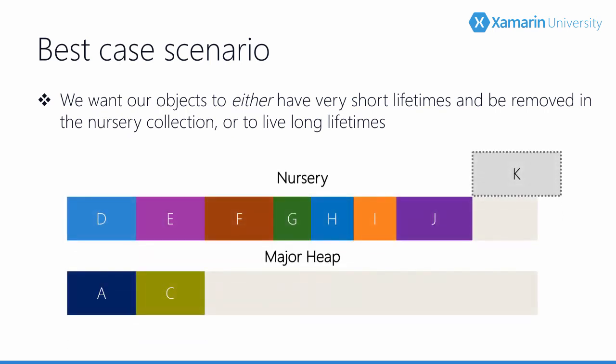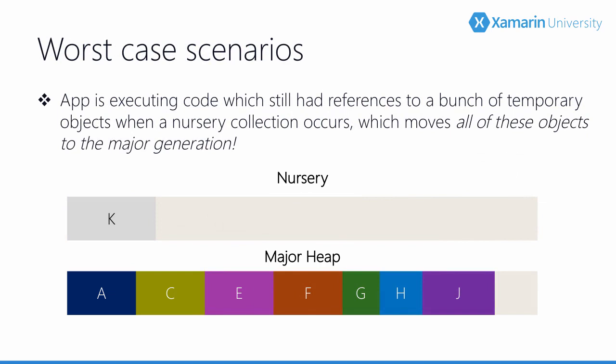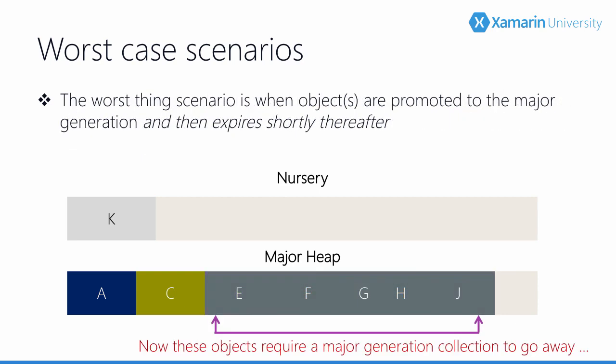The worst thing that could happen is this scenario here. So notice that my nursery is full. I'm going to allocate K. I have my major heap here. And it turns out that all of these objects here were allocated inside of a method, and I'm using them as part of some sort of memory-intensive algorithm. And so when a GC occurs, we've run out of space, a GC happens, and we end up promoting all of those objects into the major heap because the method is still using them. And then we exit the method, and suddenly all of these objects are dead.